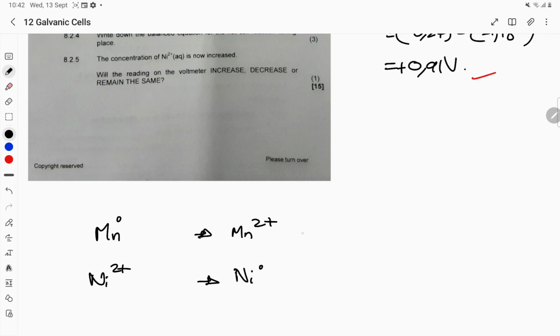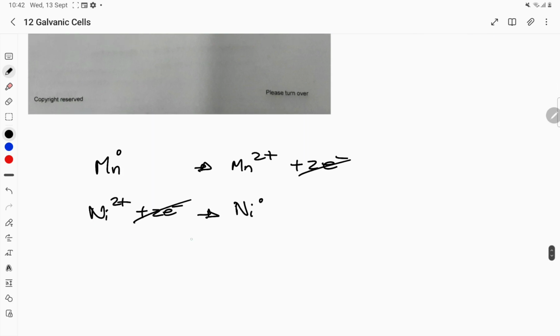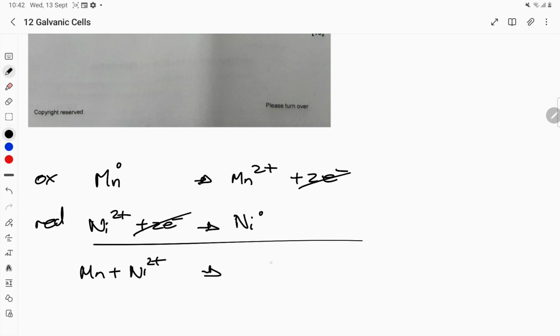Let's put our zeros in there. So we have 2 electrons here, and we have 2 electrons here. The electrons can cancel out, and we just get our nets. This is our oxidation half cell, our reduction half cell, and if we just add them together, we get manganese plus nickel ions going to Mn2 plus and Ni. Easy peasy. I think it's really, really nice. Really easy that. So we didn't have to deal with the LCMs there.